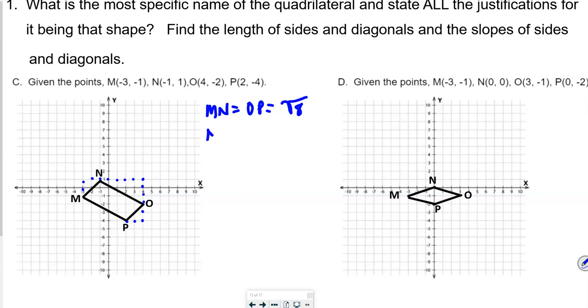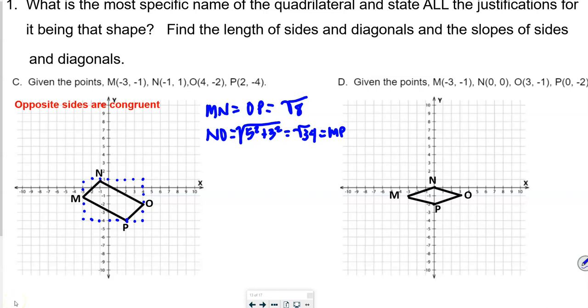So we're going over 1, 2, 3, 4, 5, and down 1, 2, 3. So when we look at NO, it's going to be 5 squared plus 3 squared. Right? So that's going to be 25 plus 9, so that's equal to the square root of 34. And this one is the same: 3 down, 5 over. So that's also equal to MP. Okay, so that means opposite sides are congruent, right?